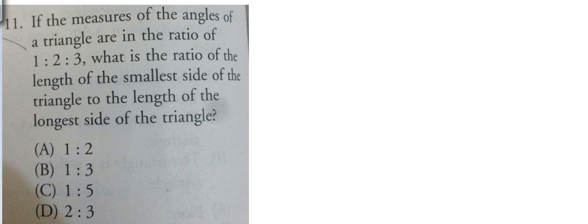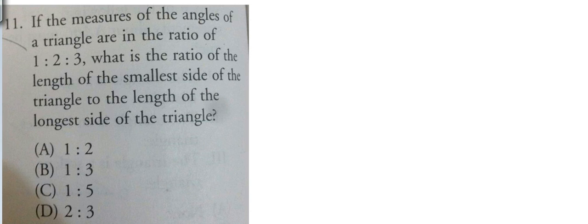Okay, another set of questions, SAT 2 level 1. If the measures of the angles of a triangle are in the ratio 1, 2, and 3, what is the ratio of the length of the smallest side of the triangle to the length of the longest side?